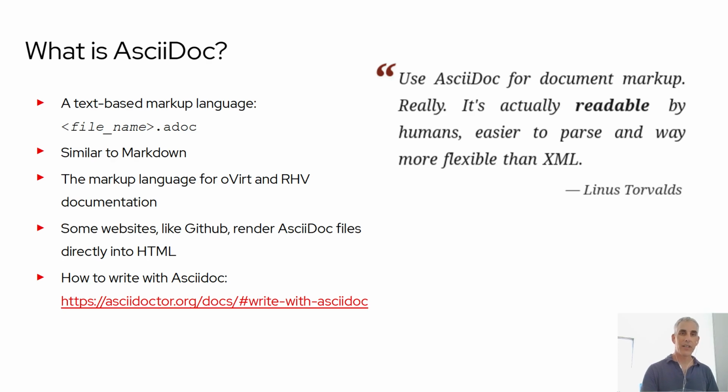Well, first of all, let's start out by taking a look on the right and see what Linus Torvalds has to say about ASCII Doc. He says, it's actually readable by humans. It's easier to parse and way more flexible than XML. So, ASCII Doc is a text-based markup language with a .adoc file extension. It's similar to Markdown. It's the markup language for oVirt and Rev documentation. Some websites like GitHub render ASCII Doc files directly into HTML. And finally, I included a link to extensive information on how to write with ASCII Doc.